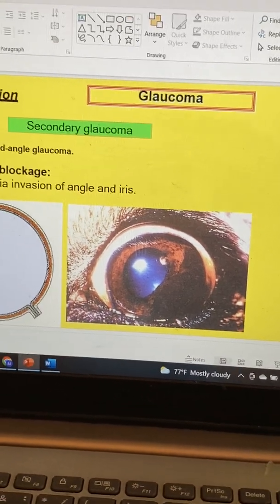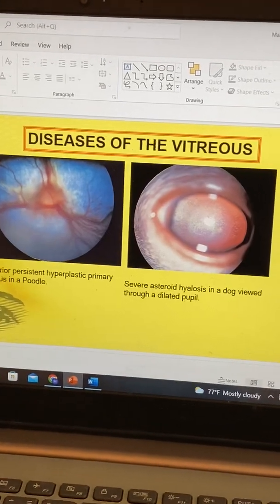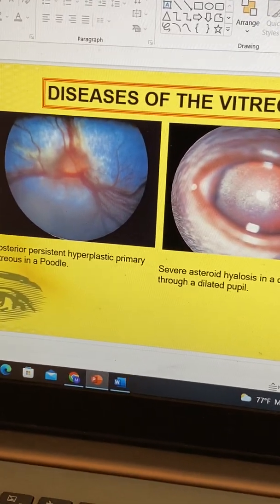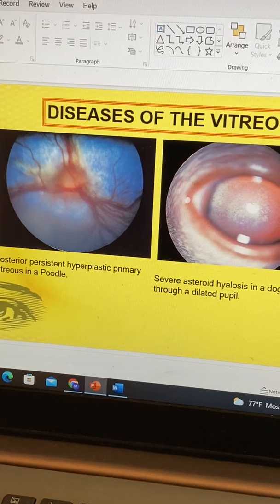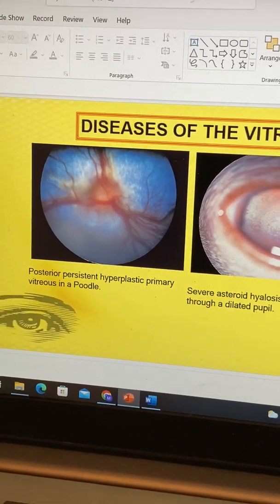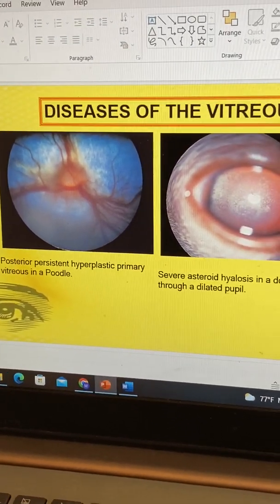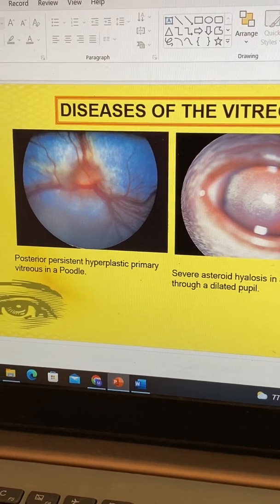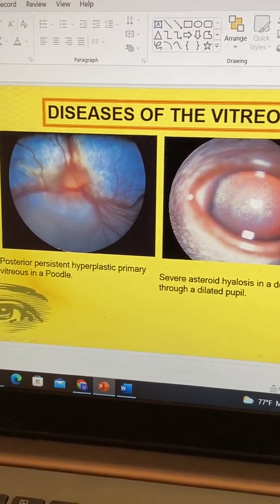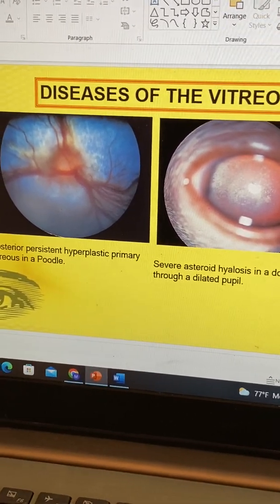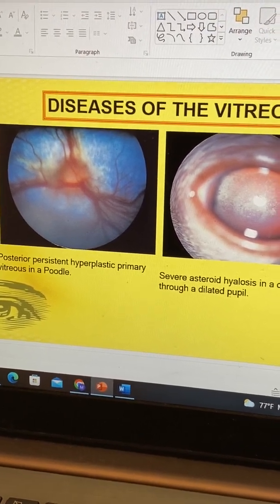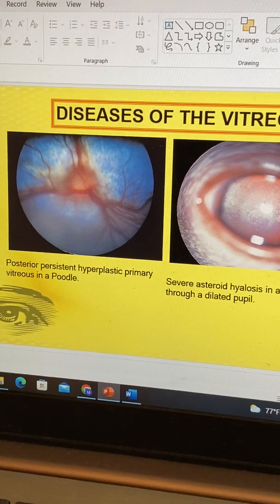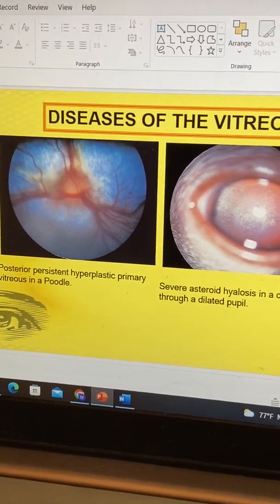Okay, so diseases of the vitreous now. Let's get there. Okay, so we have three types: congenital, acquired, and degenerative diseases. So with congenital, you'll basically have persistent hyperplastic primary venous diseases. You'll understand what I mean when I speak more. Acquired, you'll have hemorrhagic diseases. There are also other types like vitreous inflammation and degenerative diseases like vitreal degeneration.